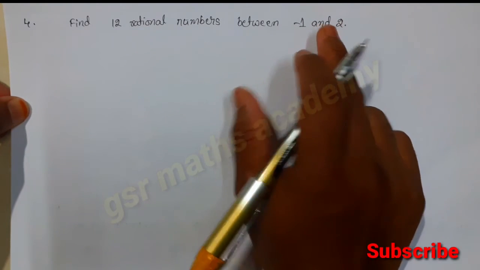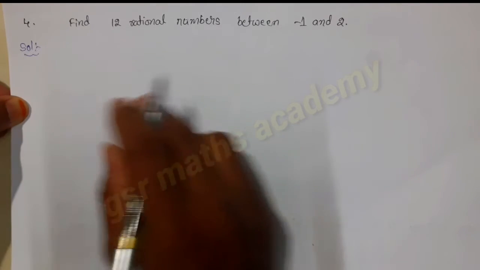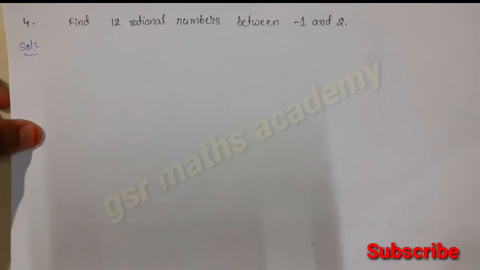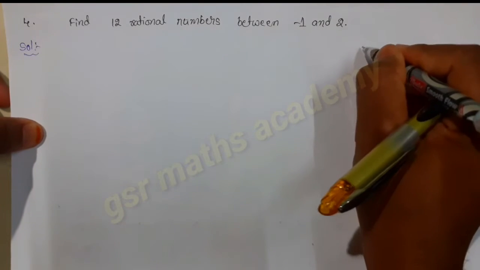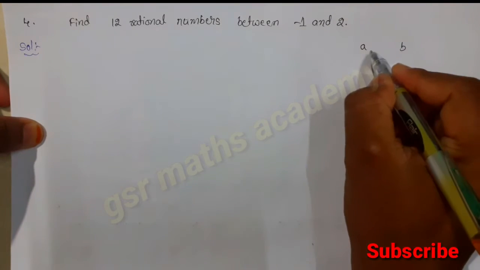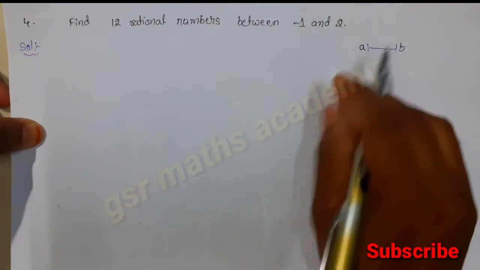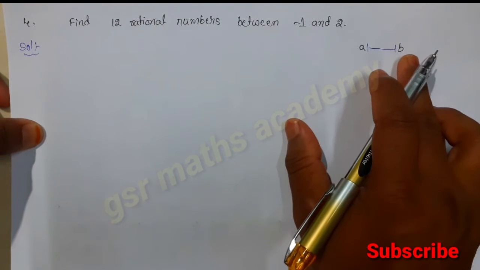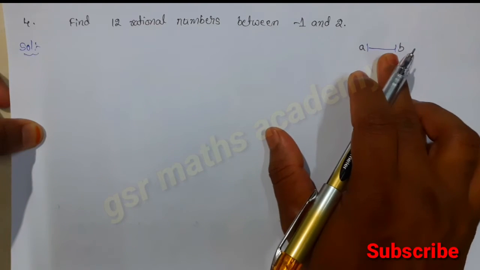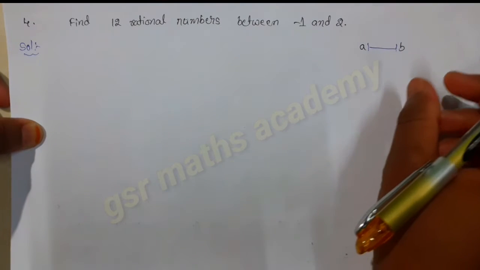To solve this problem, one must be aware of one more important concept, that is the density property of rational numbers. What is the density property? If a and b are two rational numbers, then in between these two rational numbers there will be infinitely many rational numbers. This is said to be the density property. Let me explain this in further detail.